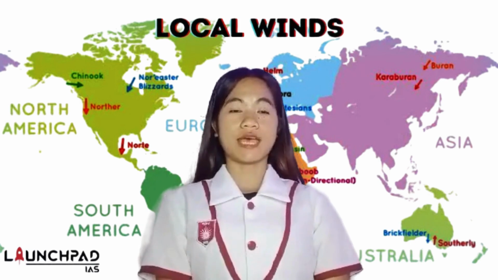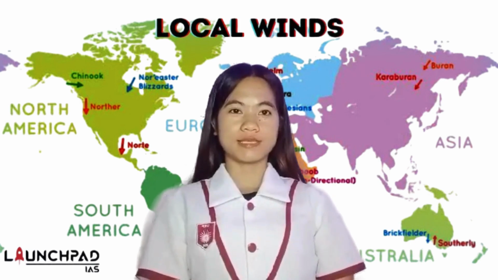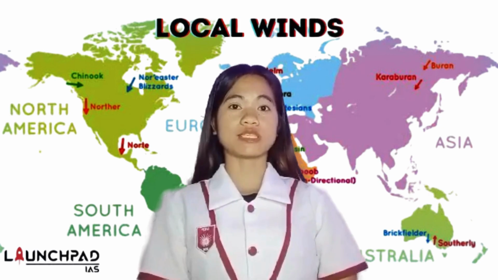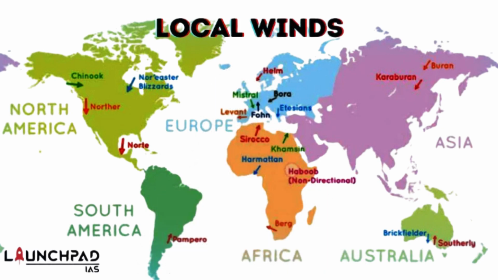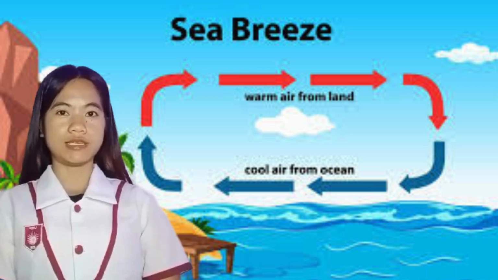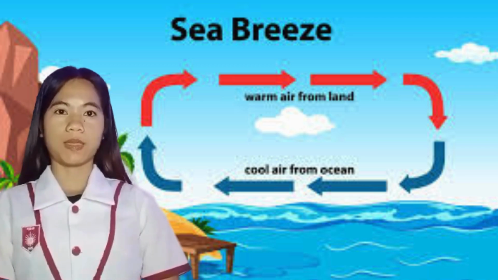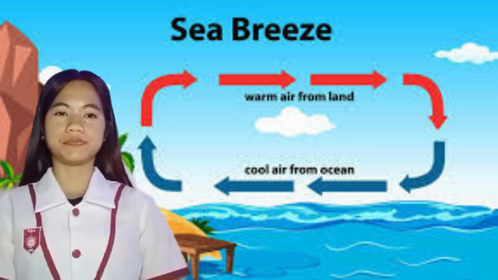The sea breeze at daytime. Now, let's talk about local wind systems: winds that happen in small areas. During the day, land heats up faster than water. Warm air rises over the land and cool air from the sea moves in. This is a sea breeze.